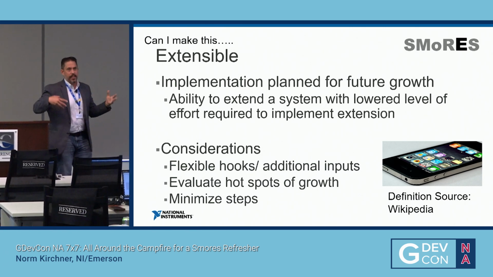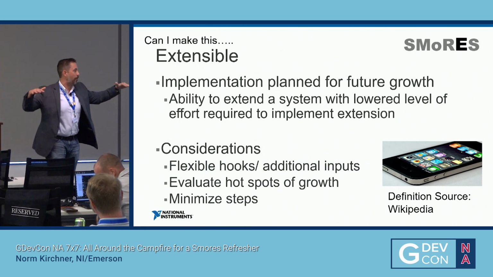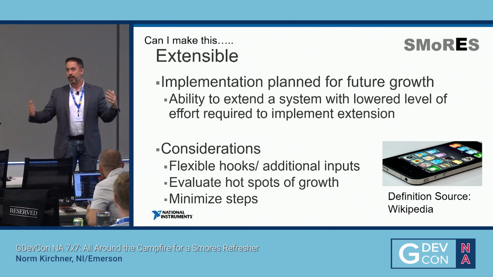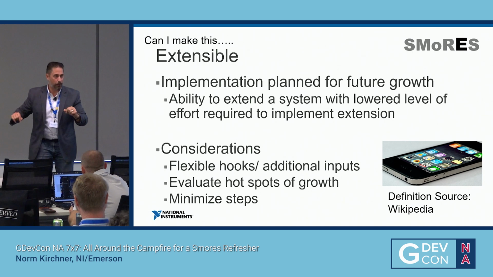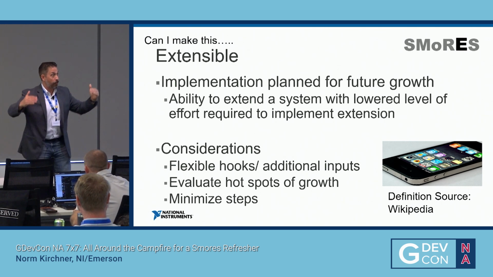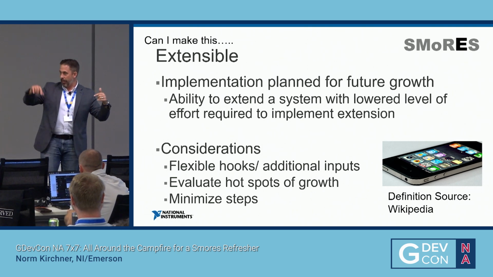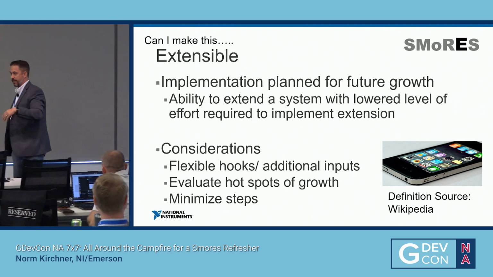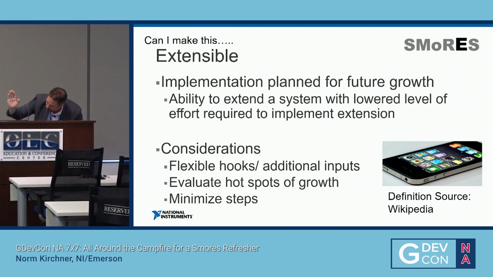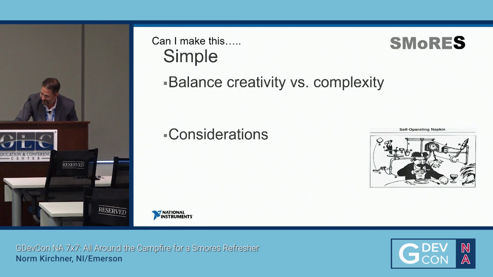So if we're working on code, there are some really simple things that you can do for extensibility, right? Add your code here, and you put in a single frame flat sequence structure, right? You have lowered the level of effort for somebody in the future to change the functionality. And of course, you can go OO and VI Server and everything else. But there's a problem with that.